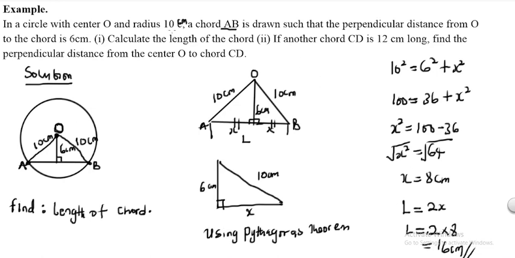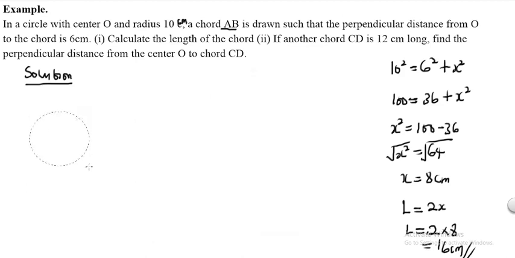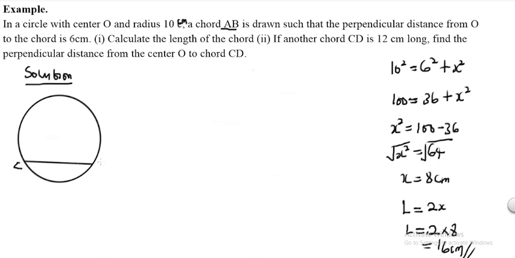So we are done with the first example. Now for the second example, we are told that another chord CD is 12 centimeters long, find the perpendicular distance from the center O to the chord CD. Before we do that, let's clean up space. If we redraw the circle, you have something like this. And then in this case, we are told that another chord is CD, which is 12 centimeters long. Let's say the chord is here, and let's call the chord CD.